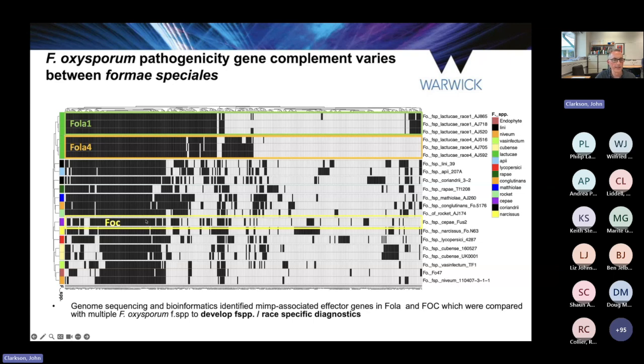You can see that some of these forma speciales have some of these pathogenicity genes in common, and you can also pick out unique genes that differentiate between the forma speciales. So from these diagrams, you can pick out targets for diagnostics, not only for the different forma speciales, but also potentially for the different races within the different forma speciales as well.